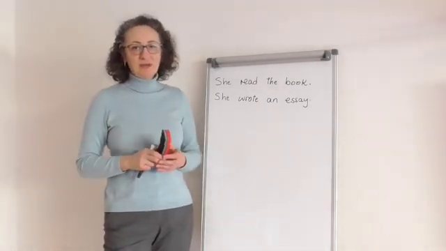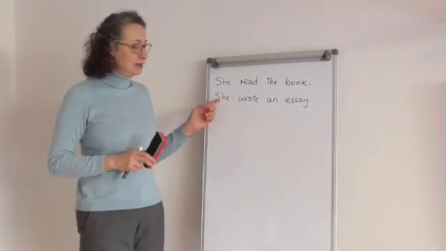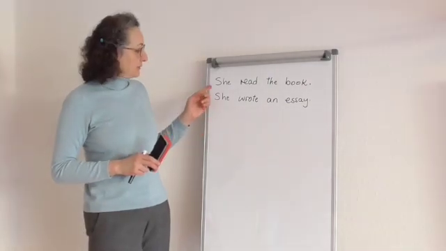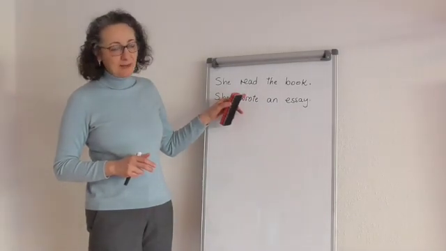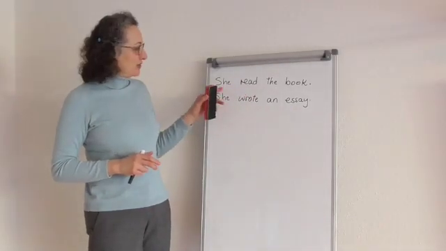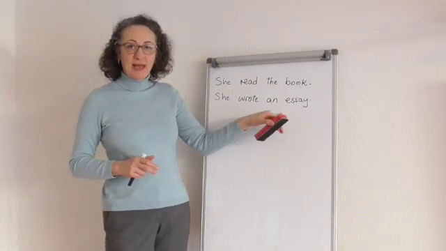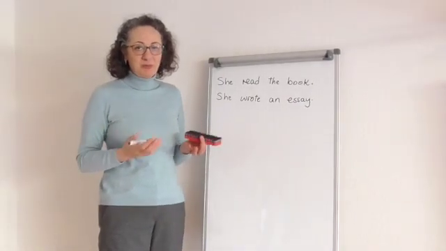First, as usual, we start with very simple stuff. Okay, I have written two sentences here for you as an example. So the first one is she read. By the way, this is past, okay? It's not she reads. She read the book. She wrote an essay. Okay, as I said, we usually don't speak like this.